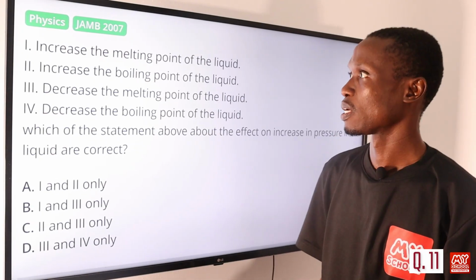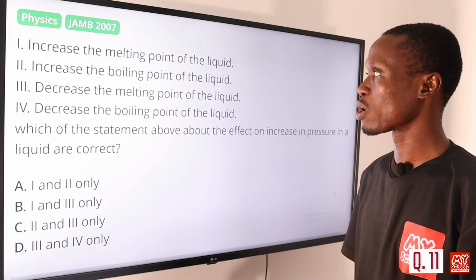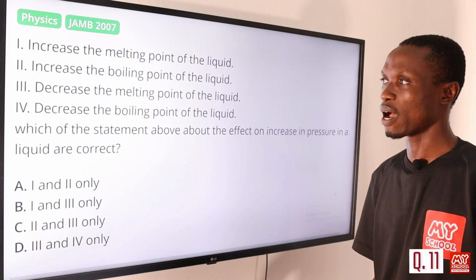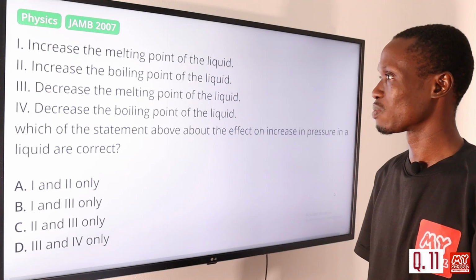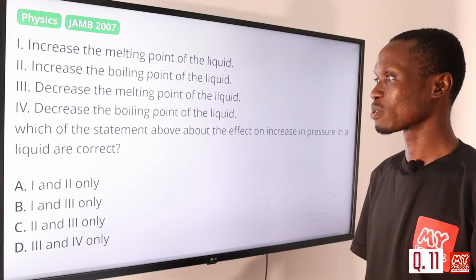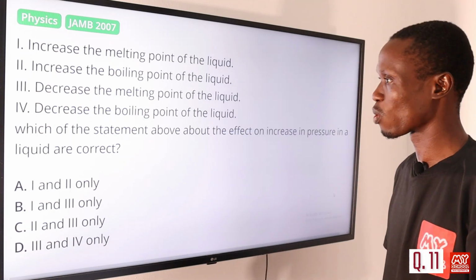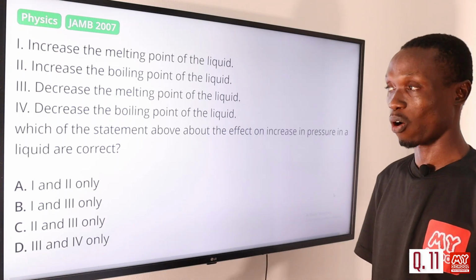Question 11. I, increase the melting point of the liquid. II, increase the boiling point of the liquid. III, decrease the melting point of the liquid. IV, decrease the boiling point of the liquid. Which of the statements above about the effect of an increase in pressure on a liquid are correct?